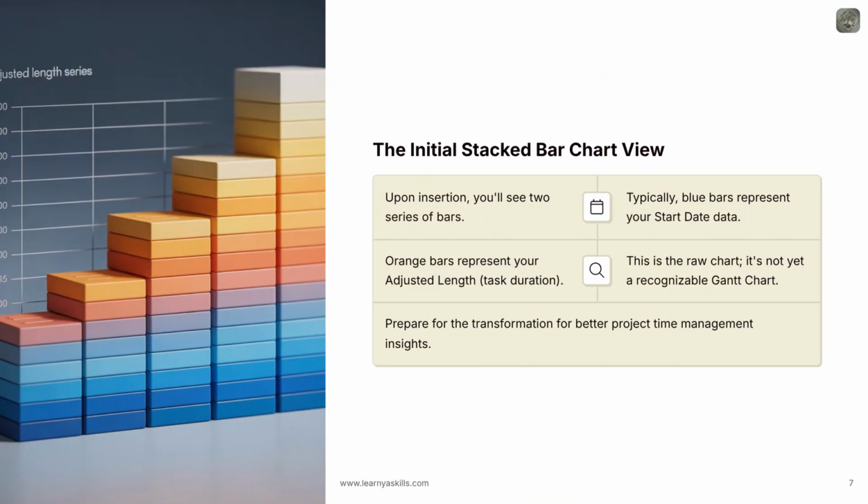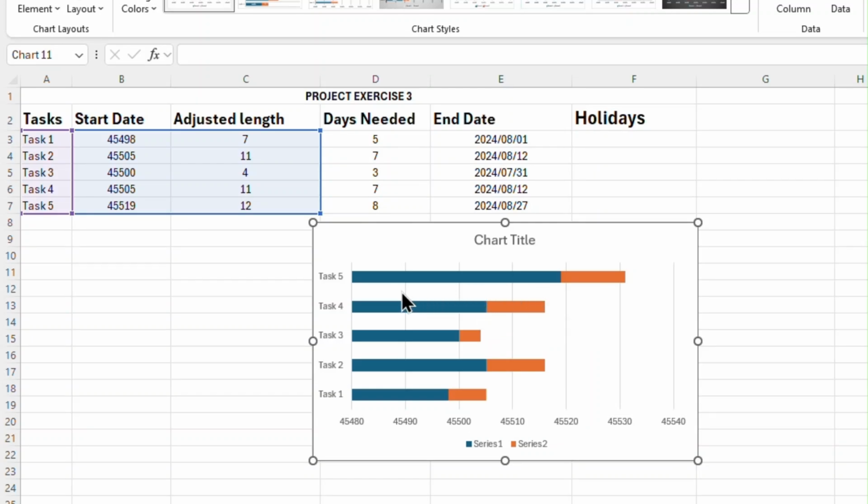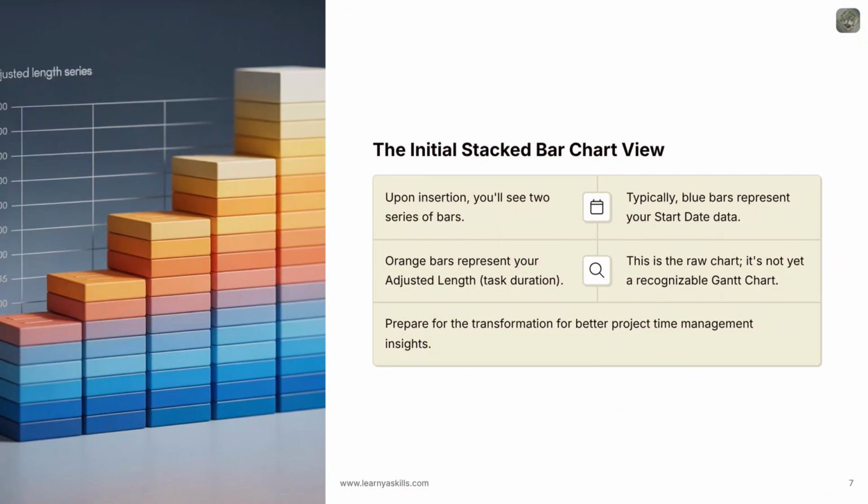Upon insertion, you'll immediately see your chart appear on the worksheet. It will typically display two distinct series of horizontal bars. The first series, often colored blue, represents your start date data, though it's still showing as a numerical value on the axis at this point. The second series, usually orange, represents your adjusted length, which is the actual duration of your tasks. This is your raw stacked bar chart. It's the foundation, but it's not yet the sleek, functional Gantt chart we're aiming for. It's the before picture in our project time management transformation.